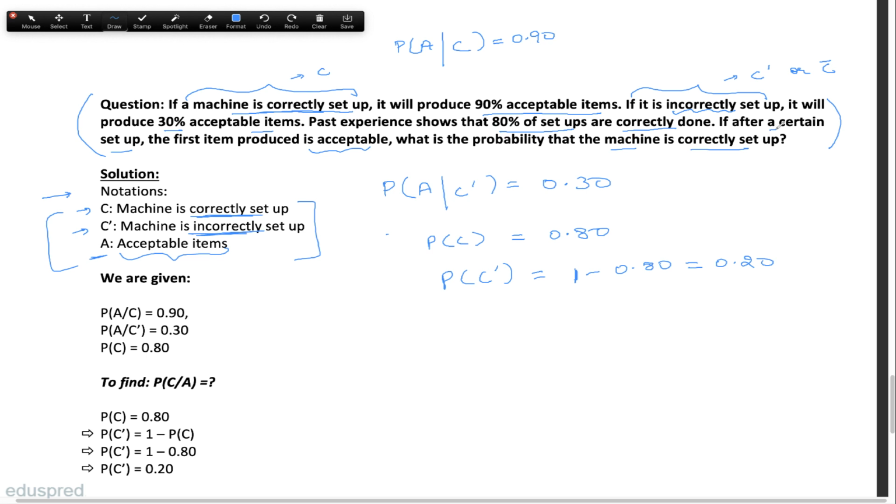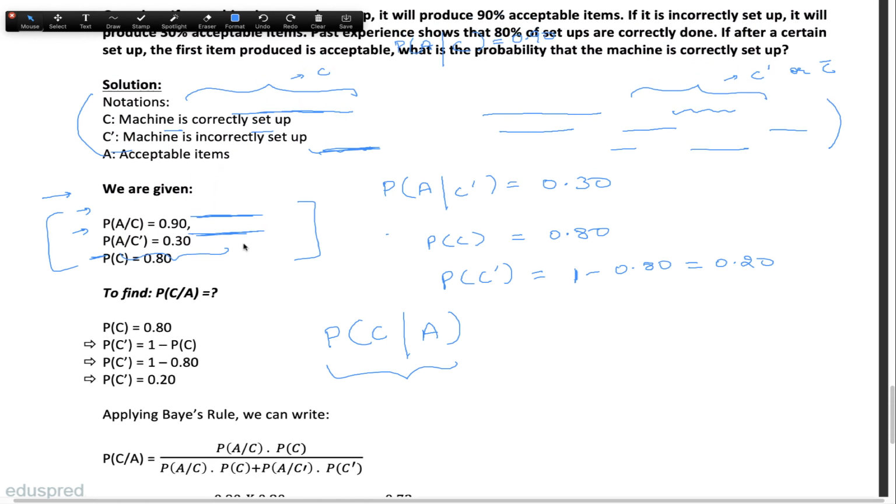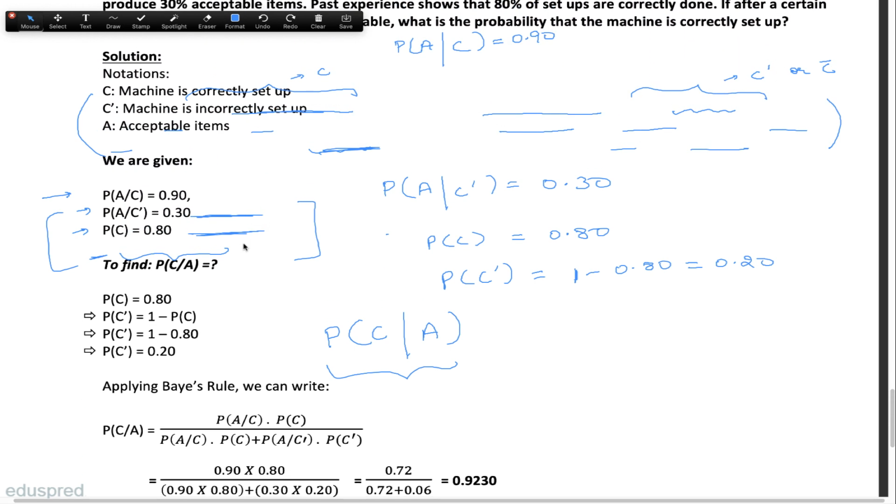If after a certain setup the first item produced is acceptable, what is the probability that the machine is correctly set up? Basically, we have to find the probability that the machine is correctly set up, given that we have got an acceptable item. So we have to find the probability of the event C, given that event A has already happened. Well, this is a classic Bayes theorem question, and over here we can just directly apply the Bayes rule. As you can see, I have written Bayes rule over here.